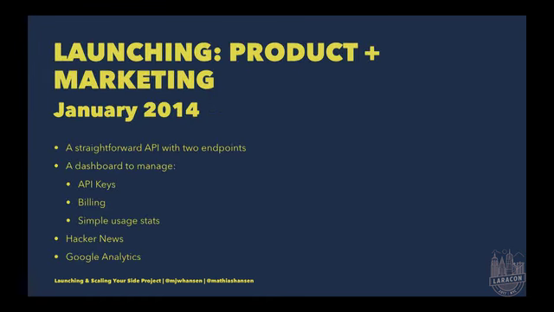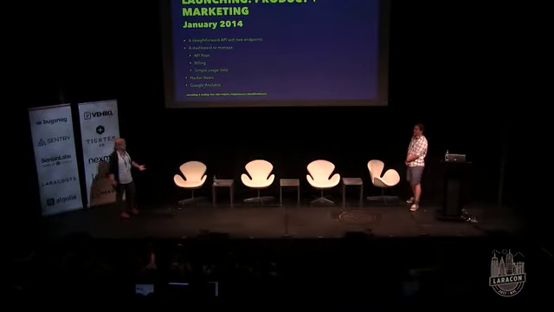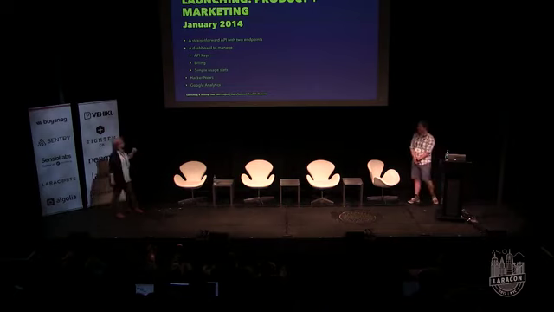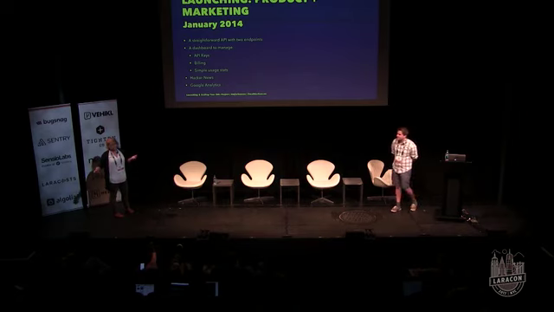We had the bare minimum features, right? We had an API with two endpoints. We had a super simple dashboard, I think it was straight Bootstrap, it wasn't even a theme, just plain Bootstrap. You could just make an API key, and it still works that way. You could add your credit card and see some very simple usage stats on how you're using it. When we launched, we just threw it up on Hacker News and hoped for the best. The only thing we used to monitor everything was Google Analytics.